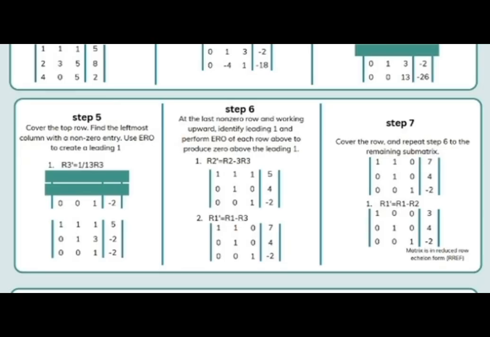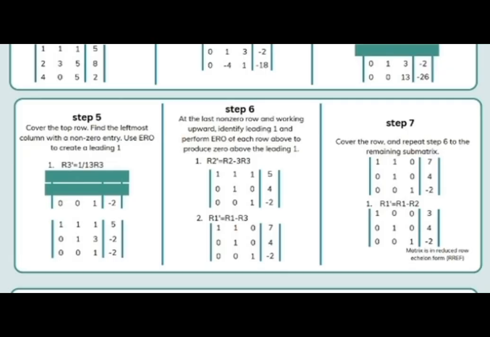And then for the next step, which is step 6, we need to work upward, where we need to find the first leading one from below, which is here. So we need to make sure all of the entries above the leading one are 0, too. So we need to do ERO again. The first ERO that we do is to subtract the second row with the third row multiplied by 3, and the second one is to subtract the first row with the third row.